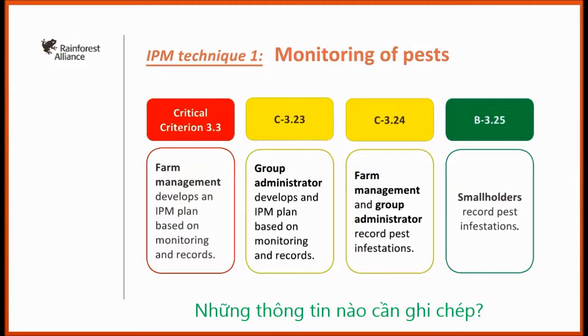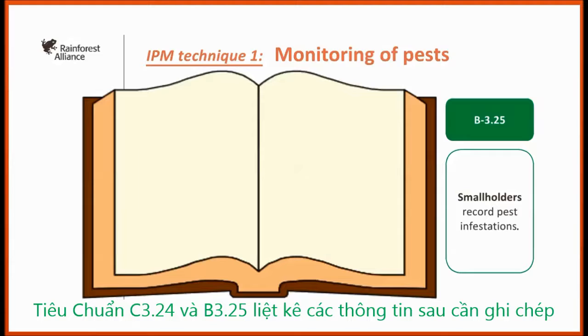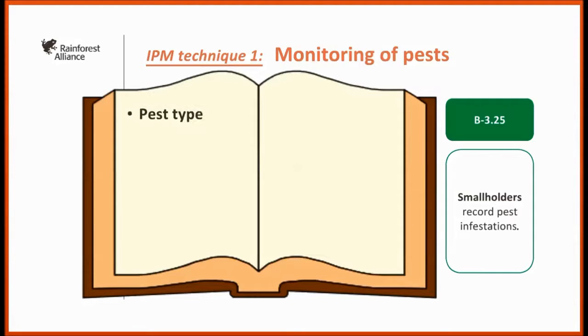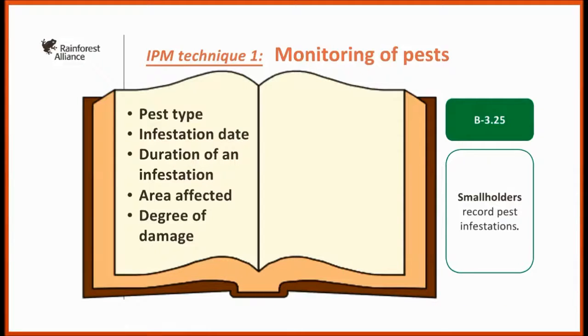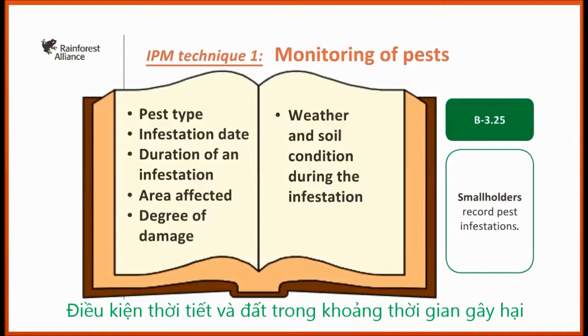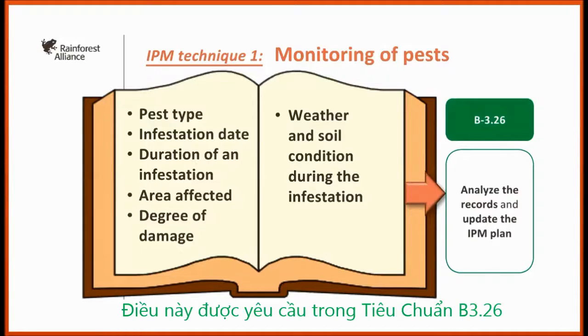What should be included in the records? Criterion C3.24 and B3.25 specify the following items to be recorded: pest type, infestation date, duration of an infestation, area affected, degree of damage, weather and soil condition during the infestation. When you have the records, the next step is to analyze the records and update and improve your IPM plan based on the analysis. This is required in Criterion B3.26.